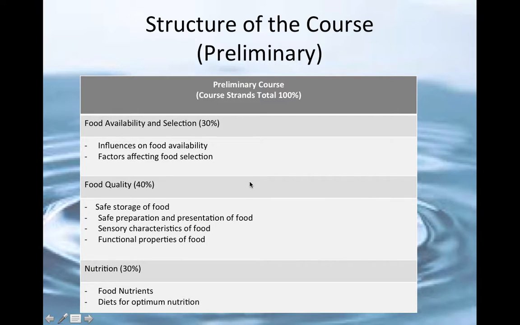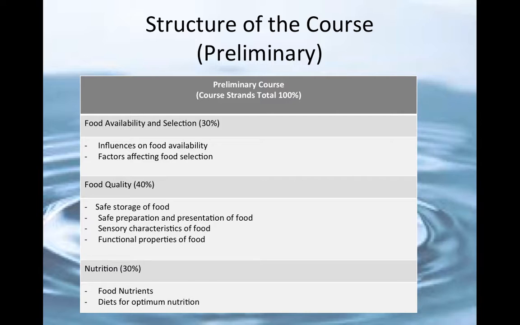We've got those 4 areas: food availability and selection, food quality and nutrition, and the percentage there is the weightings of each one. And each of these then have their outcomes as well, which are quite specific, which then make up the content of the course.